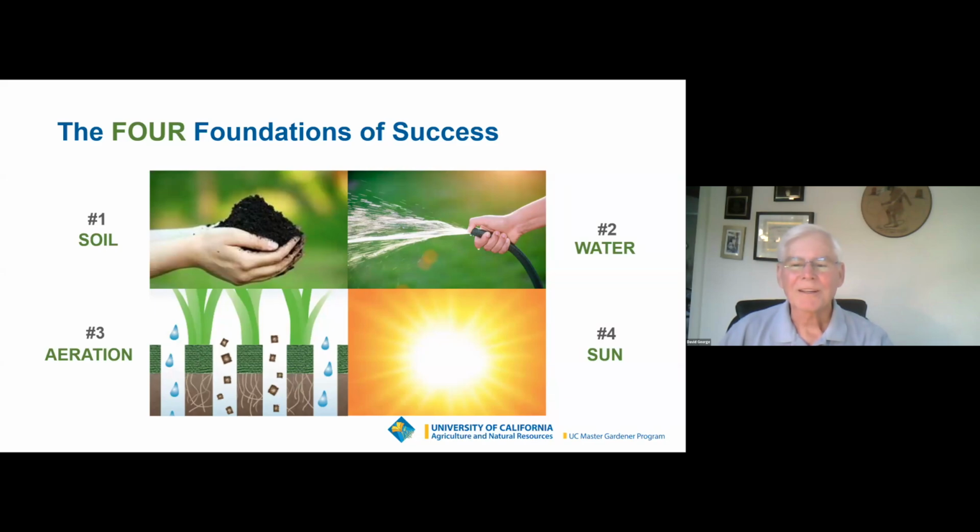And finally, sunshine. Last but not least, energy from the sun is a driver for plant food and growth through photosynthesis in leaves. Just as for water, too much or too little sunshine can create problems. We'll talk about oak-related problems a little later on in our session here.